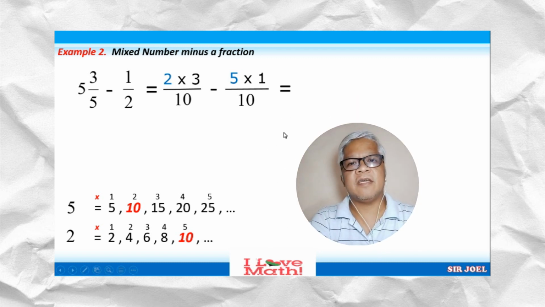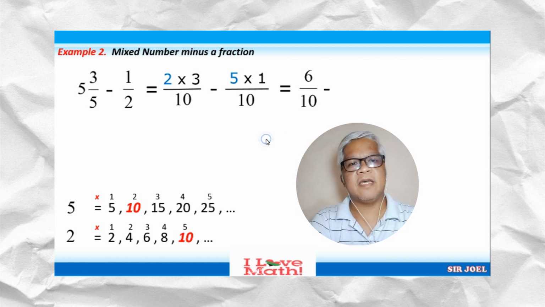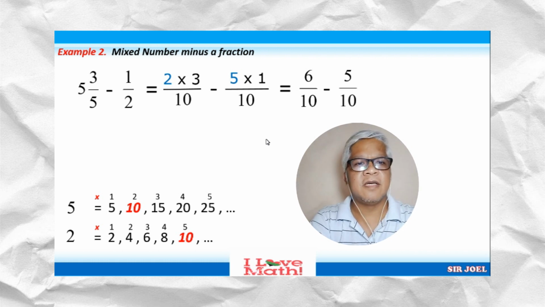2 times 3 is 6. Then, copy the denominator 10. Minus the product of 5 and 1 is 5. Copy the denominator 10. Again, if you notice, pareho ng 10 ang denominator.